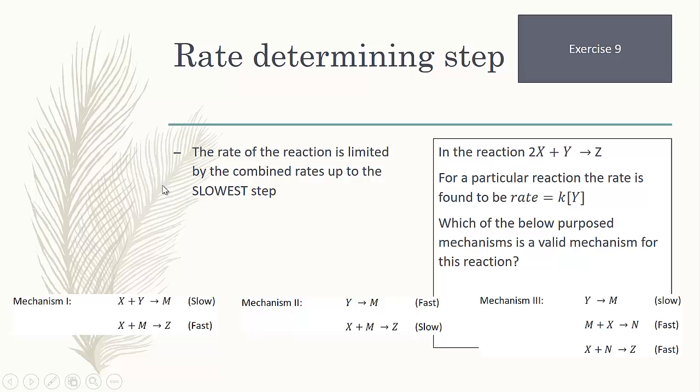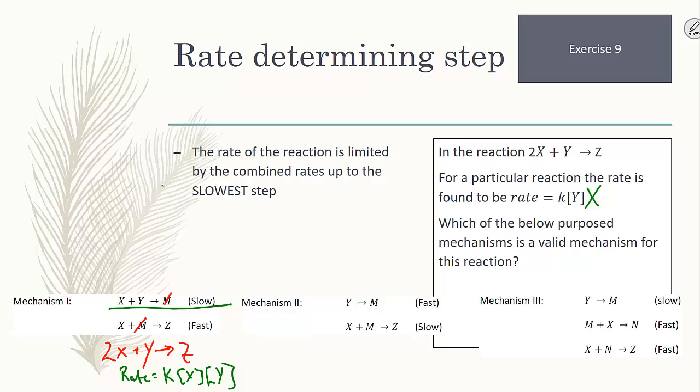If we were given possible mechanisms, we can use the stoichiometry and our experimentally determined rate law to determine which of these mechanisms would satisfy both requirements. In mechanism 1, we end up with 2X plus Y gives us a Z, which matches the stoichiometry. However, with the slow step being in step 1, our rate law would be first order with respect to X, and that does not match the experimentally determined rate law. So mechanism 1 is invalid.